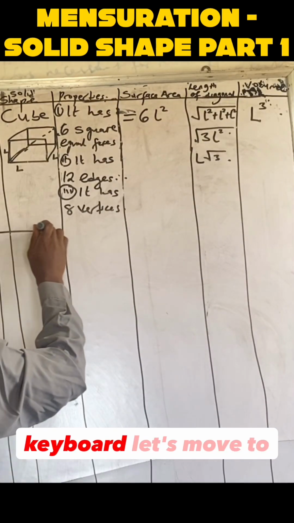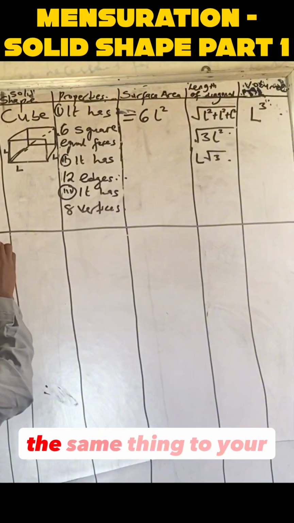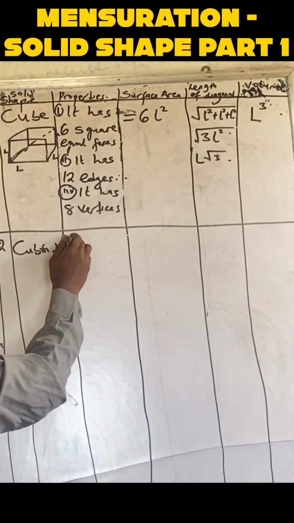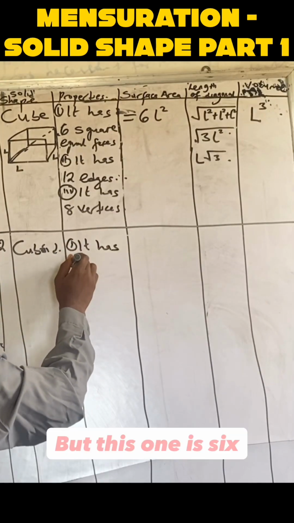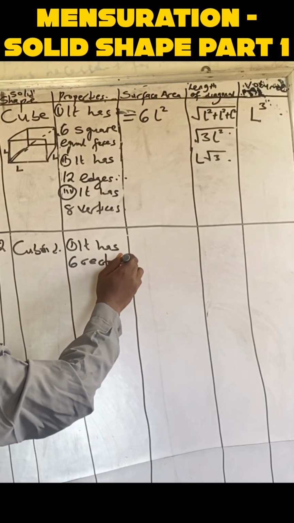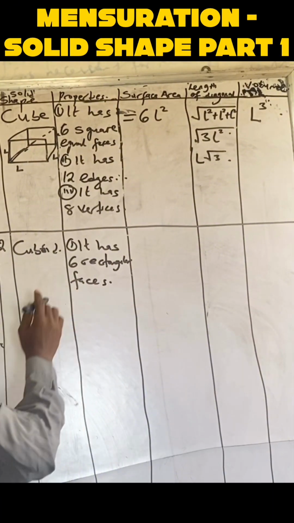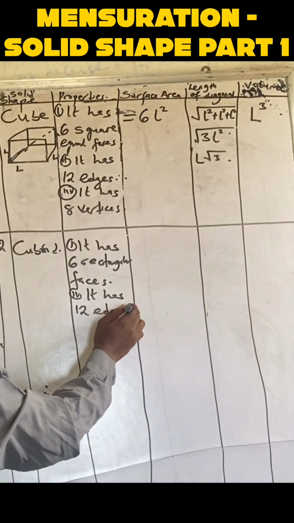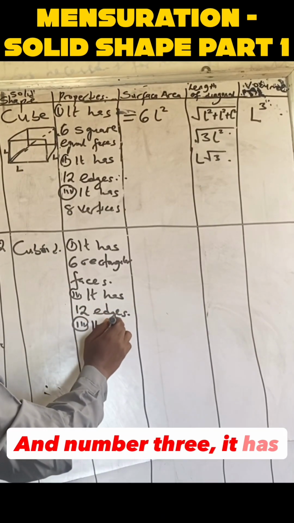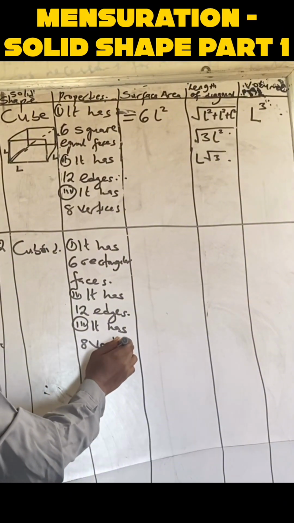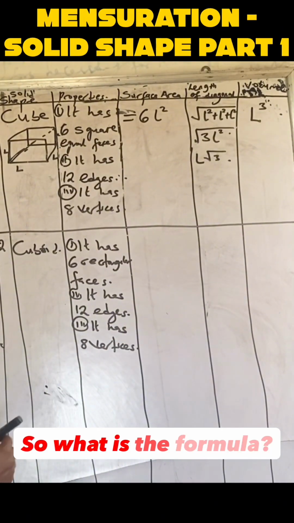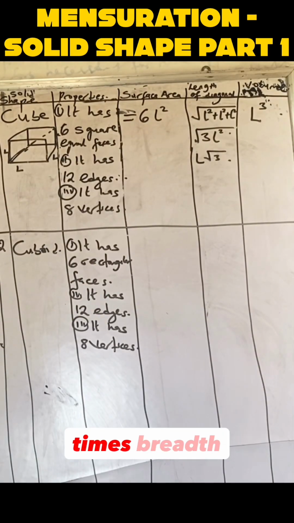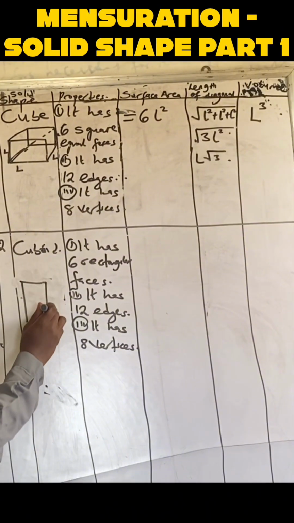The same thing applies to your cuboid. Let's move to the cuboid now. It has 6 faces, but these are 6 rectangular faces. It has 12 edges, and number 3, it has 8 vertices. So what is the formula? As I said, it has 6 faces and they are rectangular, and the formula for a rectangle is length times breadth.